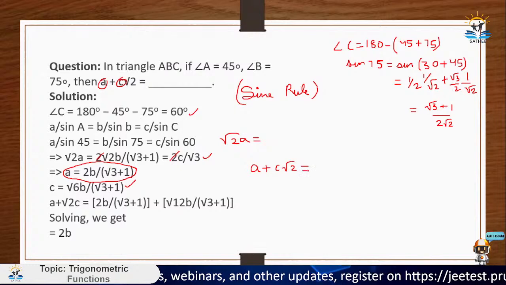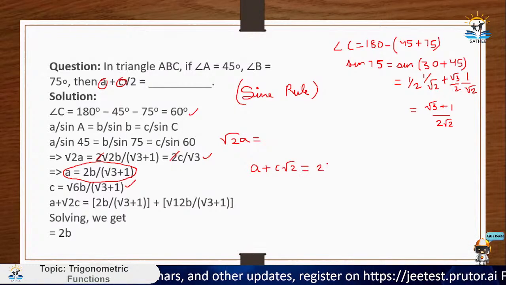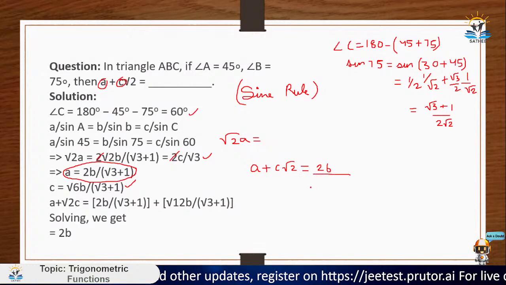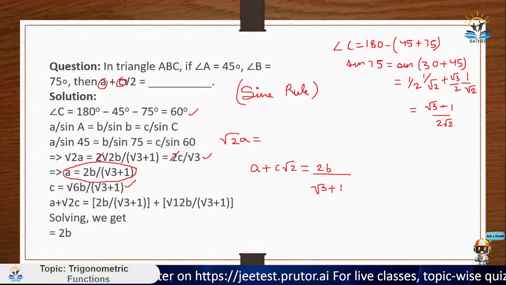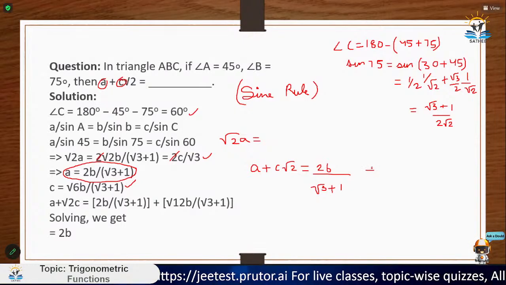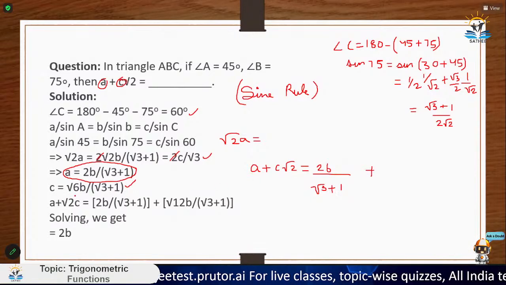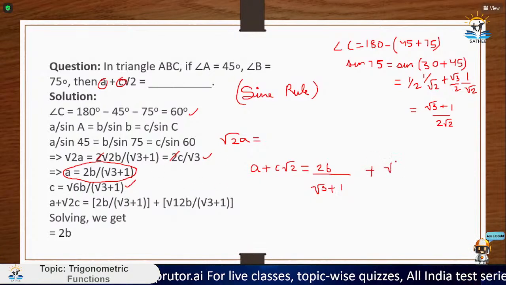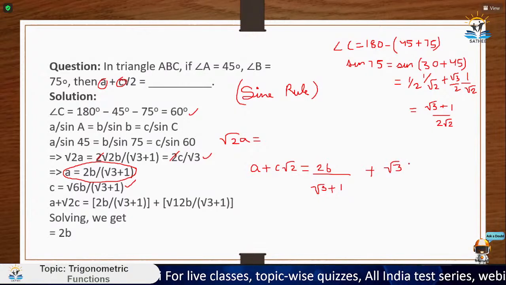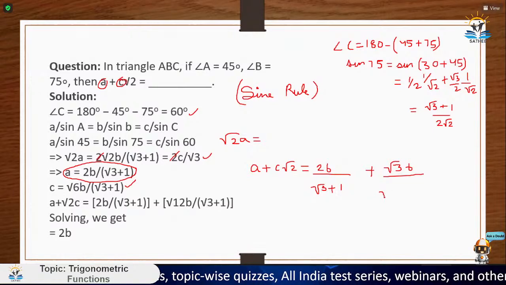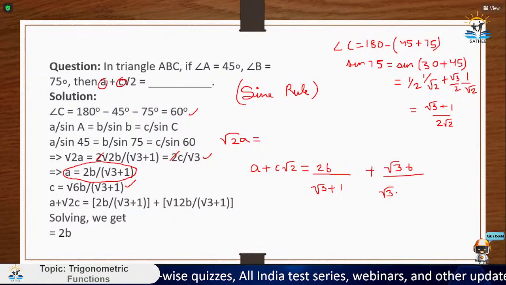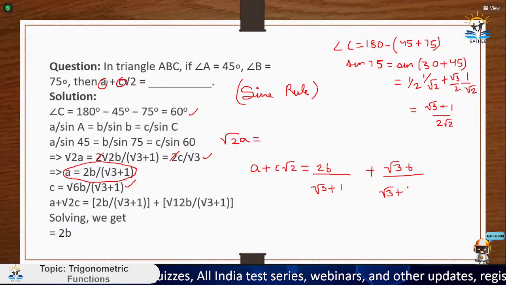Put values of A and C: 2b upon root 3 plus 1, plus you have to multiply C by root 2. C is this thing, multiplying it by root 2. So you will get root 3b, because root 6 will cancel with root 2 and you will get root 3. Root 3b upon root 3 plus 1. Okay.